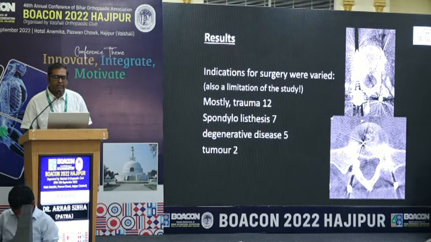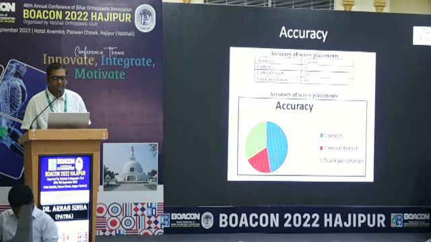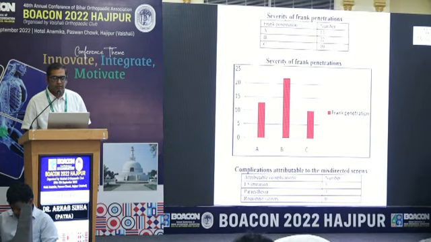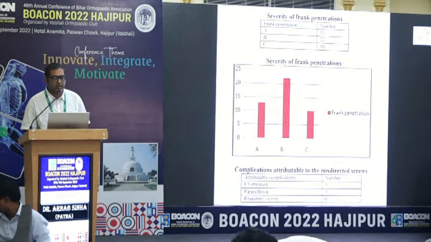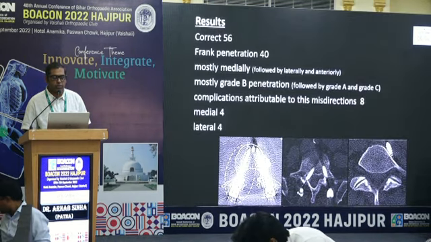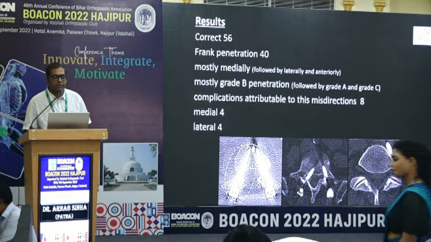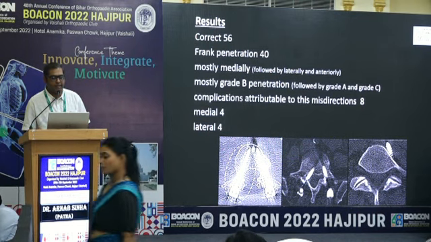The results of our study were that the indications of surgery were varied, mostly traumatic. This is the accuracy graph. This is the frank penetration graph. This is the severity of frank penetration and the complication attributable to the misdirected screws. So correct, we had 56 correct screws. Frank penetration was found in 40, mostly medially.